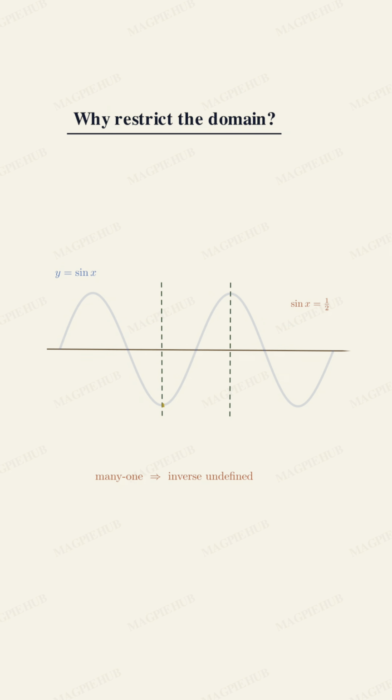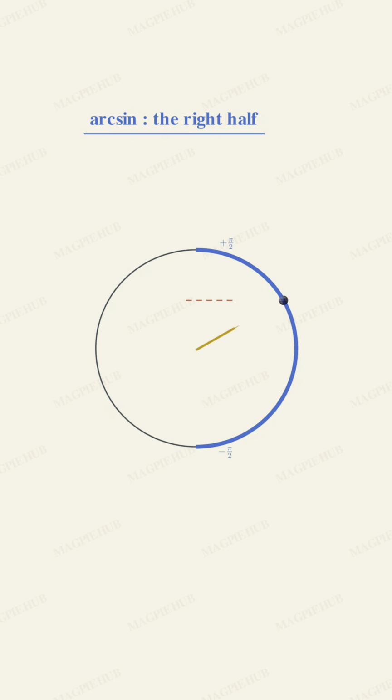So we restrict the domain, we keep just one branch where the function is one-one. That restricted branch is called the principal branch, and the inverse is built from it. For inverse sine, we take the principal branch from minus pi over 2 to plus pi over 2. On the unit circle, that's the right half. In this half, every height, every sine value, gives exactly one angle.